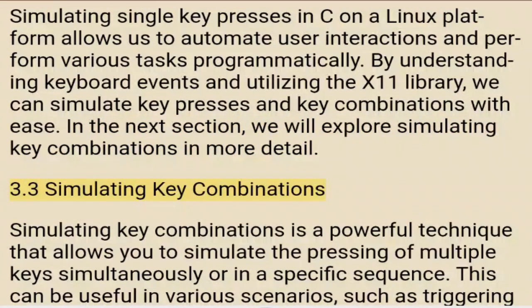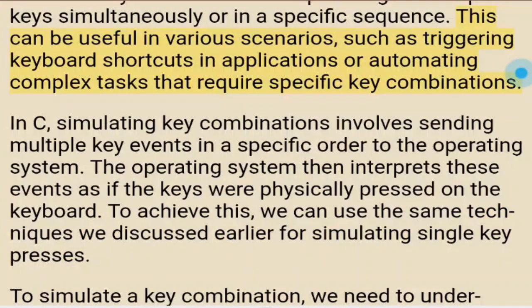3.3 Simulating key combinations. Simulating key combinations is a powerful technique that allows you to simulate the pressing of multiple keys simultaneously or in a specific sequence. This can be useful in various scenarios, such as triggering keyboard shortcuts in applications or automating complex tasks that require specific key combinations. In C, simulating key combinations involves sending multiple key events in a specific order to the operating system. The operating system then interprets these events as if the keys were physically pressed on the keyboard.